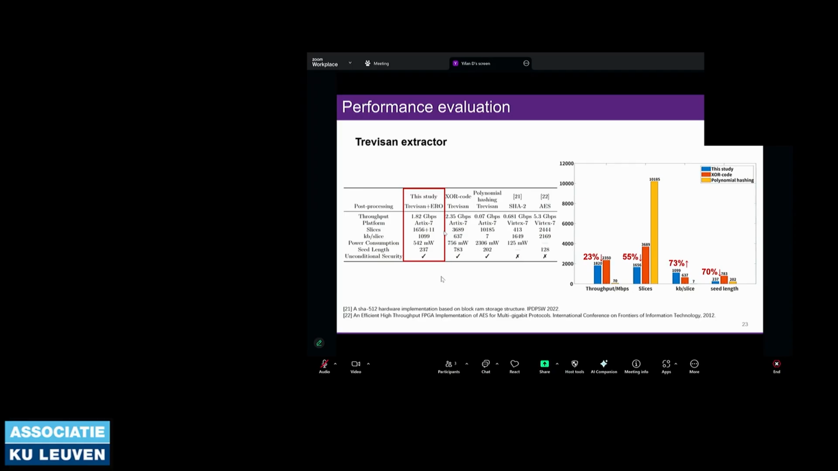Our work achieves a 73% throughput to area ratio improvement compared to the XOR code and requires a seed that is 70% shorter. Also, our design consumes the least power among the 3 single-bit extractors. We can find the single-bit extractor proposed in this study combines both advantages. While the overall performance of our work may not match that of cryptographic methods, the Trevisan extractor has the key advantage of unconditional security. In contrast, cryptographic methods lack formal proof of their entropy extraction.